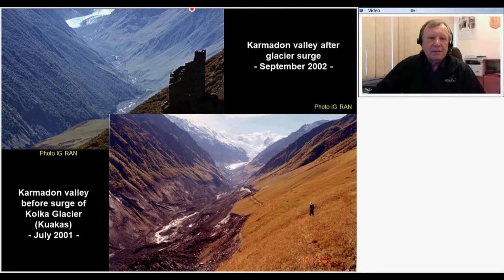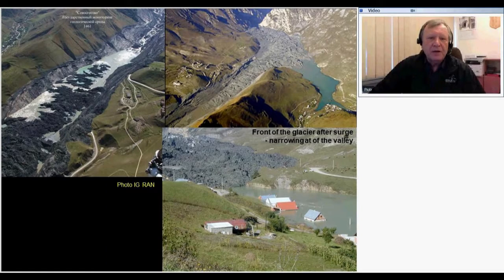And the next picture presents what happened. This surge of the glacier broke the road, broke the houses, and stopped here and blocked the water also for the other valley. And for a few years we had a new dam in this region, and another region received a big flood, and also it was not a good place for life.